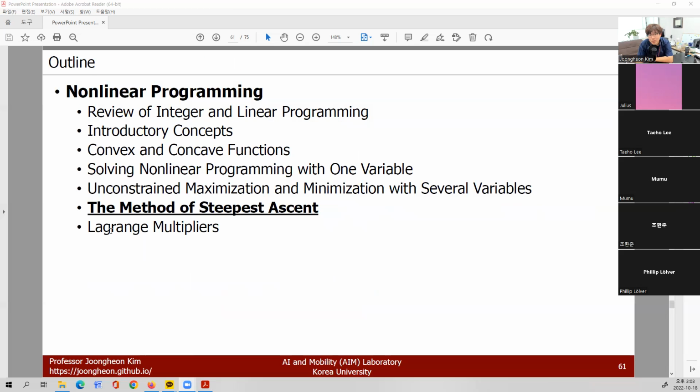Up to here. The method of the steepest ascent and Lagrange multiplier, these are straightforward. So we can finish this in 20 minutes. Those are straightforward, so we can explain this in a fast manner. That's why let us do this next time, next class after the midterm exam.